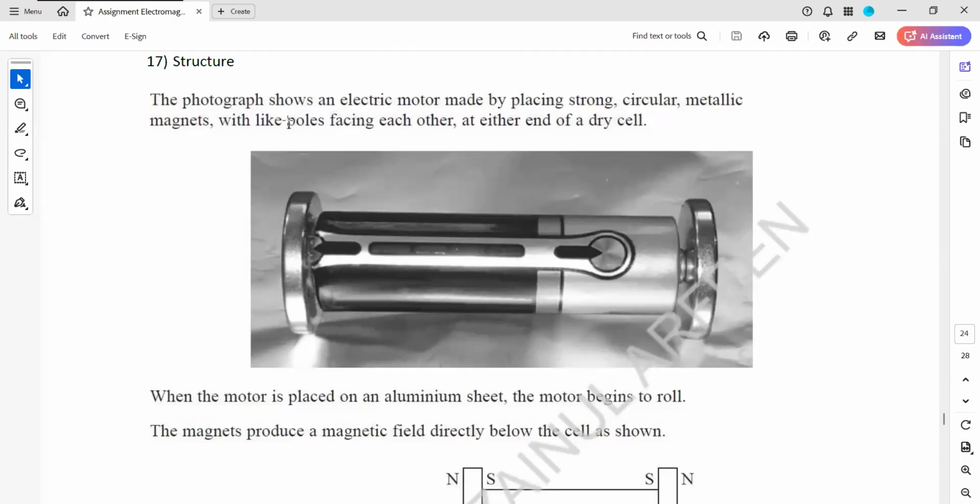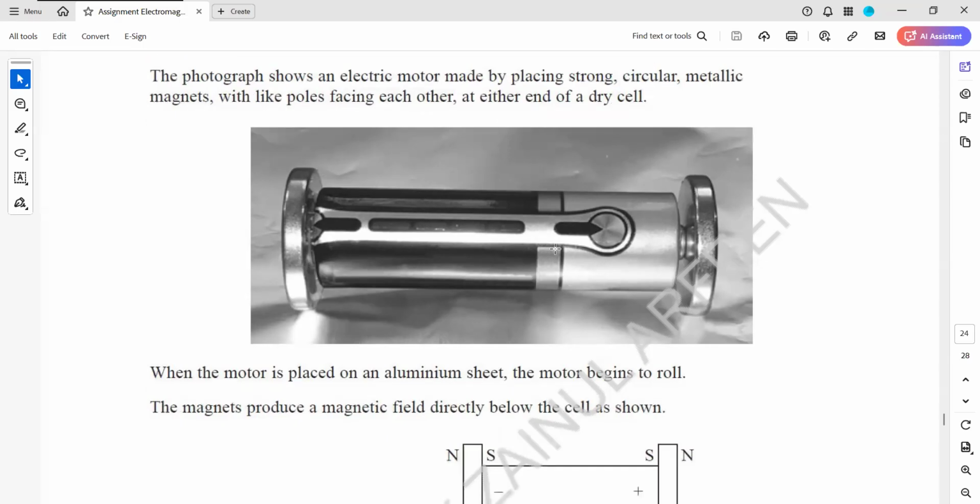So we have question 17. The photograph shows an electric motor made by placing strong circular metallic magnets with like poles facing each other, as you can see here, at either end of a dry cell. So this is a dry cell.